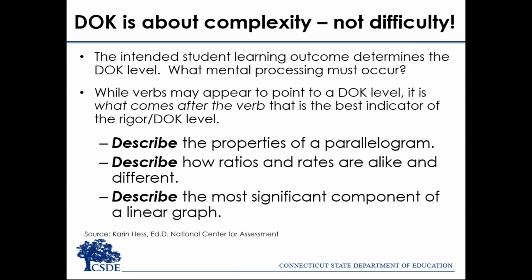This requires a higher level of thinking because students need to first think about what is similar between ratios and rates, and then use a different frame of reference to identify what is different. Lastly, describe the most significant component of a linear graph is the most complex of these three. There is a judgment that needs to be made by the student. They would need to be able to back that up and justify that judgment based upon their information and create an argument to support that.